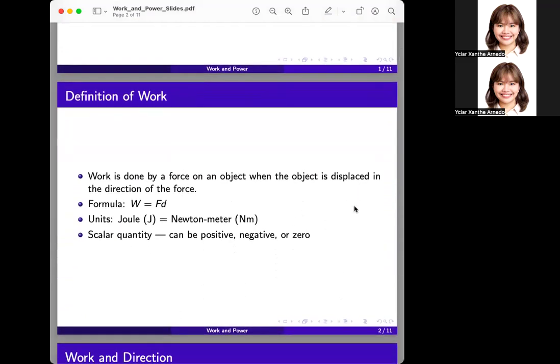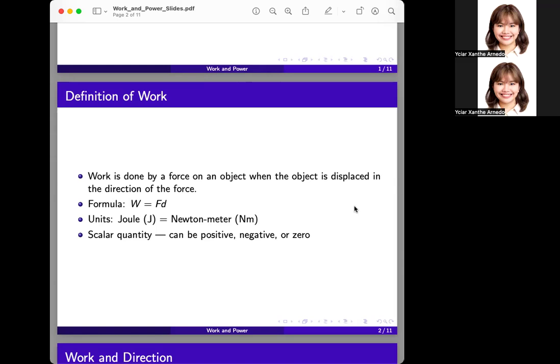In physics, work is defined as something done by a force on an object when the object is displaced in the direction of the force. So in mathematical terms, the formula is translated to W is equal to Fd, where W is the work done, F is the force acting on the object, and d is the displacement.